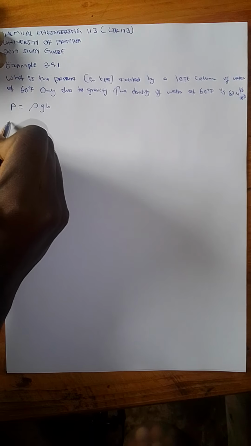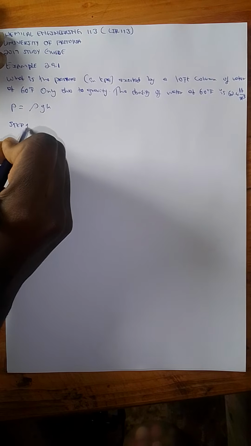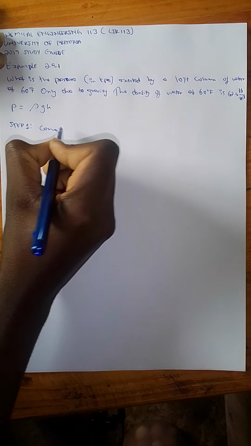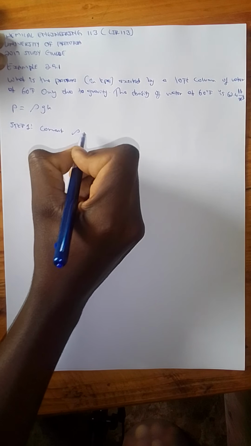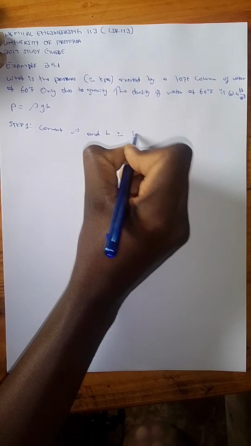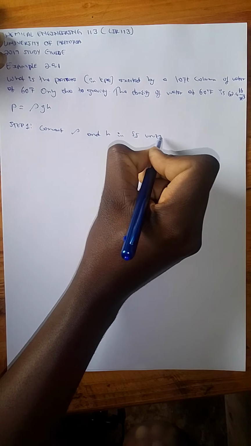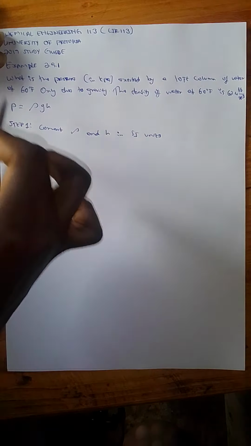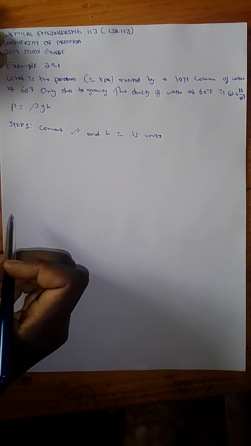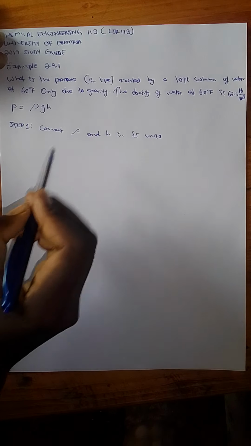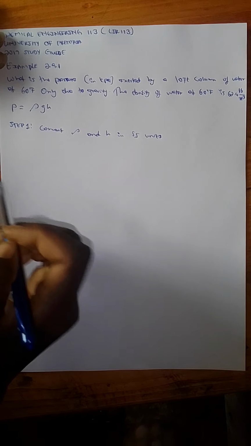Moving forward, step one: convert rho, which is the density, and H, which is the height, into SI units. The reason is that both rho and H are given in the American system of units, and the question wants the answer in kilopascals, which is SI. So the first thing we do is convert our density and our height to SI units.